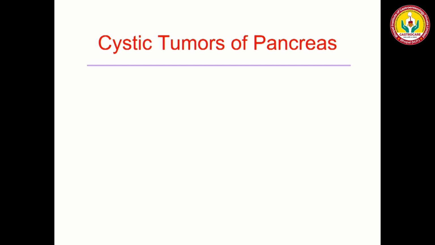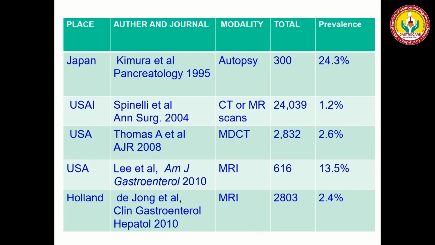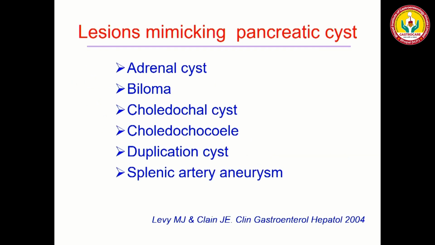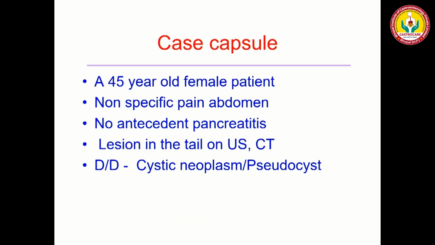Now coming to the second variety, that is cystic tumors, meaning the lesion is cystic in appearance on imaging. The prevalence seems to be fairly high. It varies from 1 to 24%. That depends on the kind of imaging that has been done, and also on the age of the population studied. But it's fairly common to find a cystic lesion on CT or MR. There are three main types: serous cystadenoma, mucinous cystic neoplasm, and intraductal papillary mucinous tumor. And there are other things which can confuse you with cystic neoplasm.